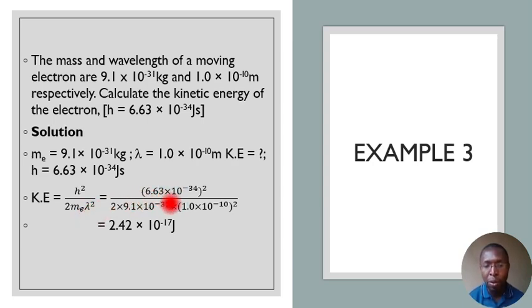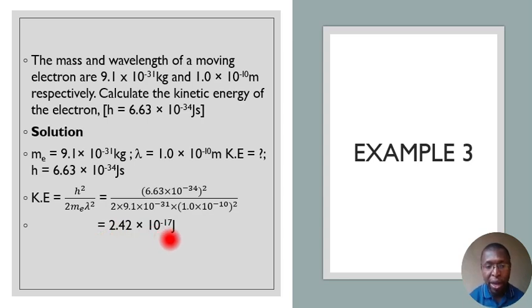Okay, so the Planck constant is 6.63 times 10 raised to the power minus 34, all squared, divided by 2 times the mass of the electron, which is 9.1 times 10 to the power minus 31, multiplied by the square of the wavelength, that's 1.0 times 10 raised to the power minus 10, all squared. And when we simplify all of these using our calculator or using the law of indices, we have the kinetic energy to be 2.42 times 10 raised to the power minus 17 joule.